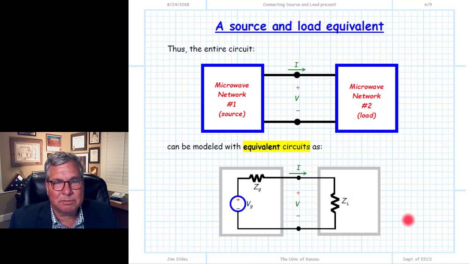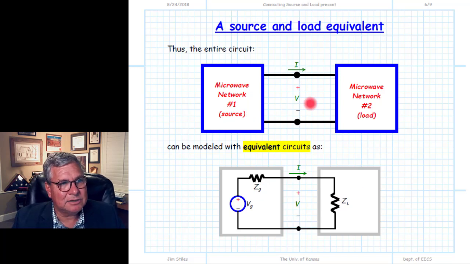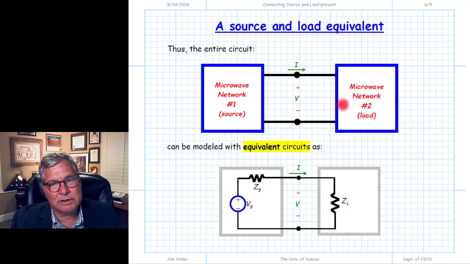And again, students sometimes get a little frustrated. They're like, well, this is trivial. This isn't important. How could this be useful to us? This circuit looks like something we might have seen our freshman year. Yet, again, these are equivalent circuits to these complex blue boxes.